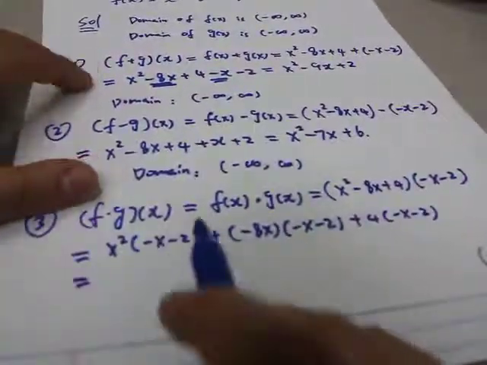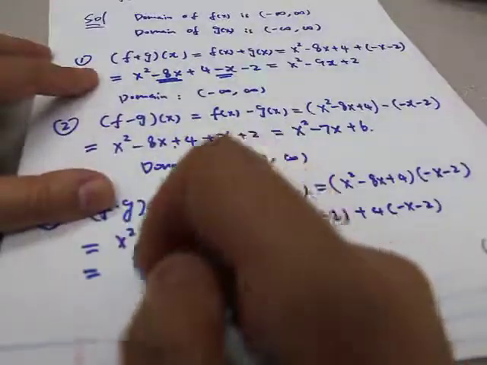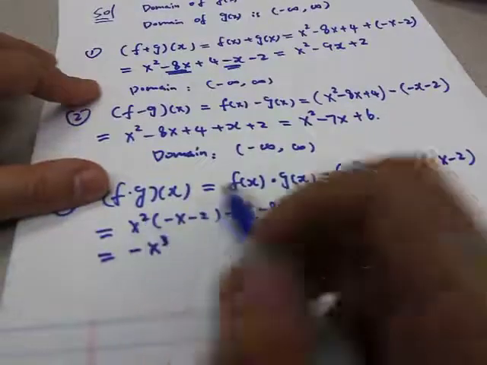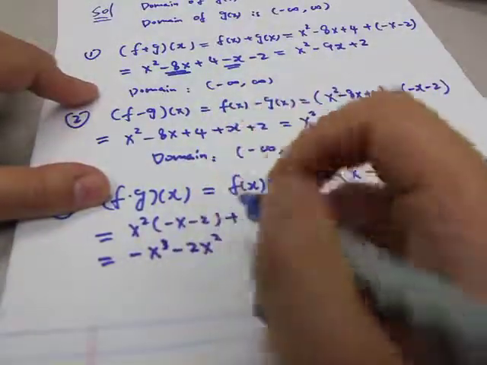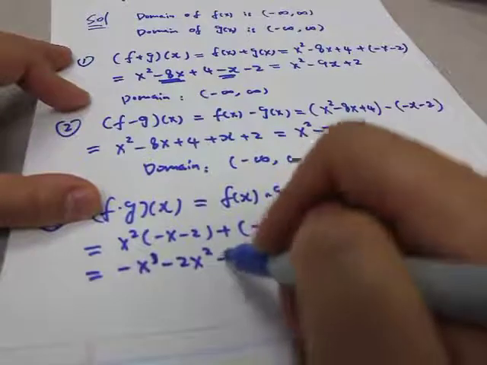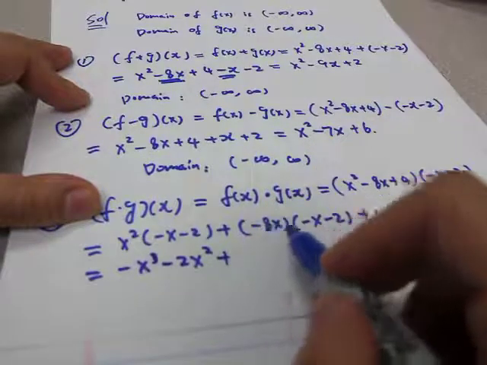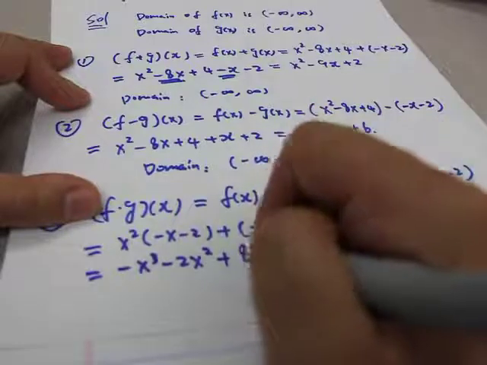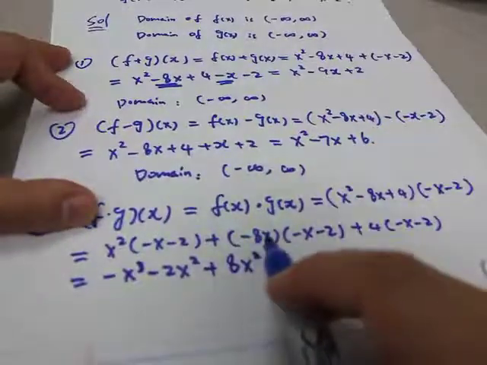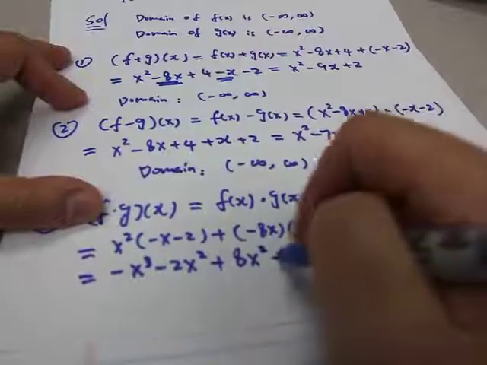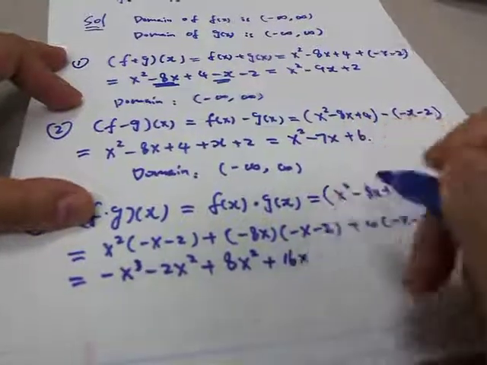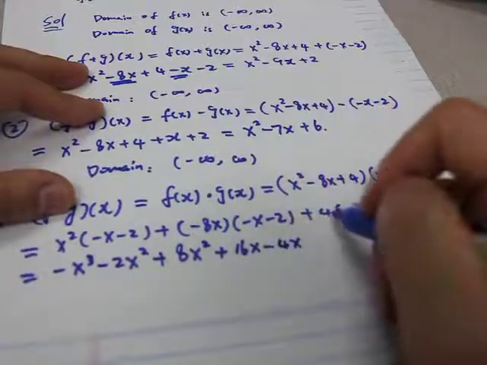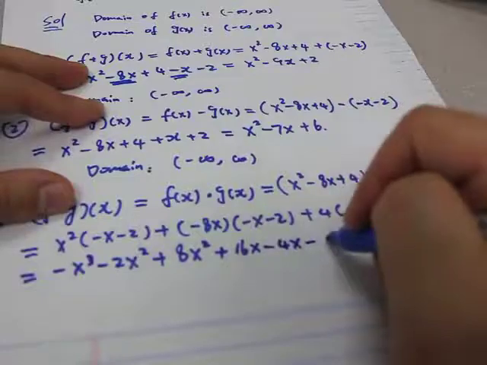And then next, so x squared times negative x, this is negative x to the third. x squared times negative 2, this is negative 2x squared. Now negative 8x times negative x, that is positive 8x squared. Negative 8x times negative 2, that is positive 16x. And 4 times negative x is negative 4x. And 4 times negative 2, that's negative 8.